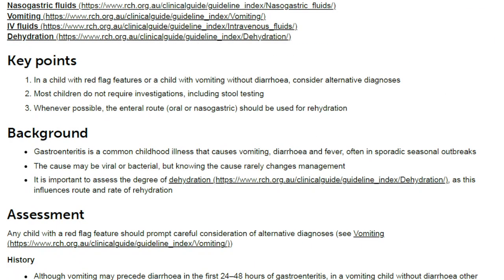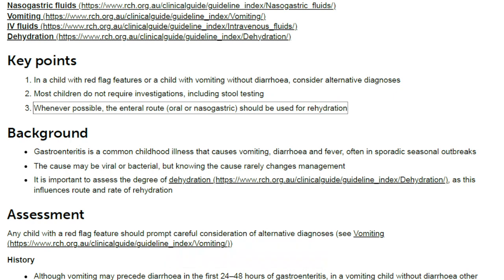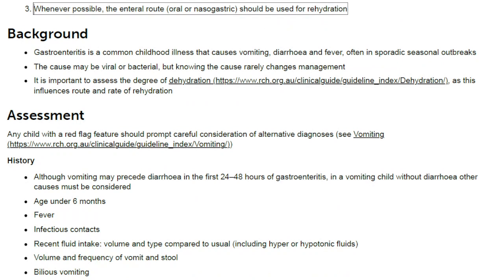Gastroenteritis. Key points. In a child with red flag features or a child with vomiting without diarrhea, consider alternative diagnoses. Most children do not require investigations, including stool testing. Whenever possible, the enteral route, oral or nasogastric, should be used for rehydration.